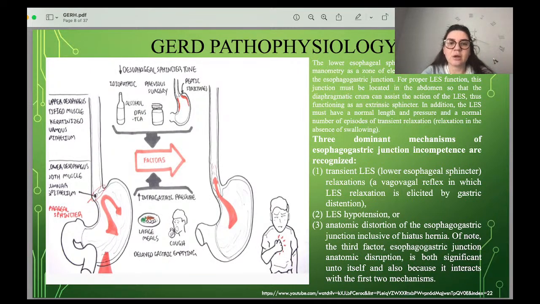Second mechanism, it is low esophageal sphincter hypotension or dysfunction of the sphincter. And third one, it is anatomic distortion of the esophagogastric junction inclusive to hiatus hernia. Of note, the third factor, esophagogastric junction anatomic disruption, is both significant unto itself and also because it interacts with the two first mechanisms. And you see this picture the same with previous. Usually it leads to symptomatic, most often like heartburns.